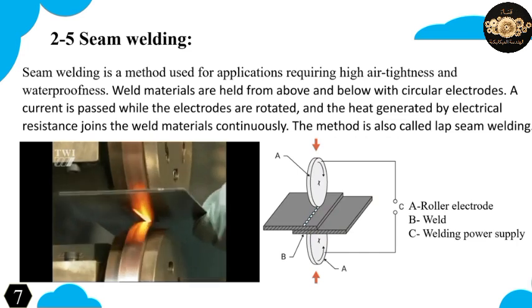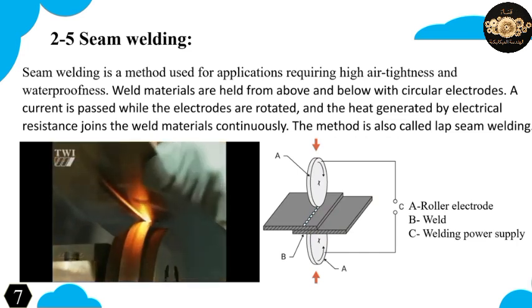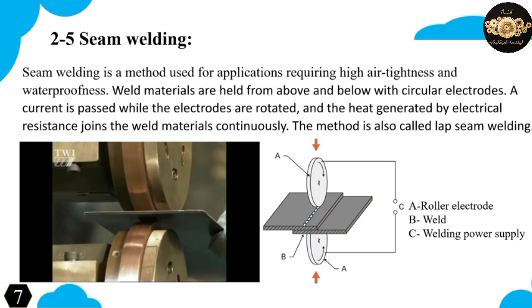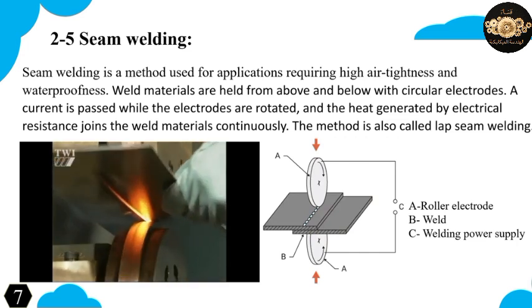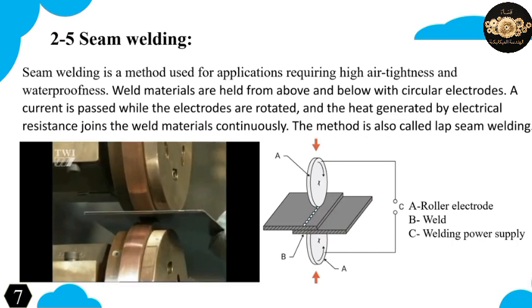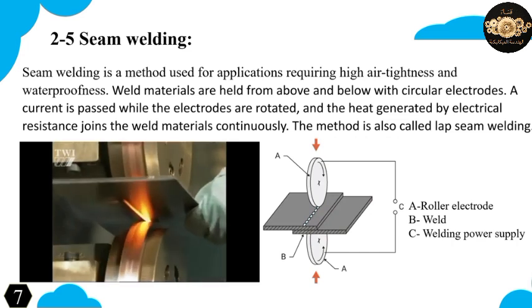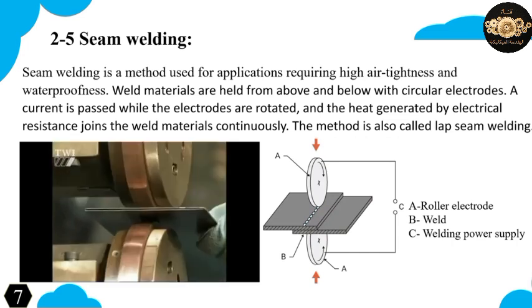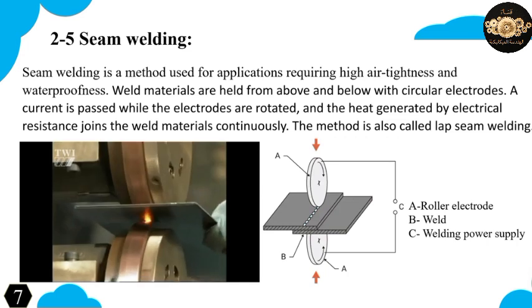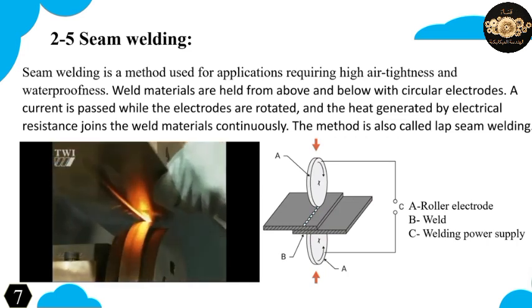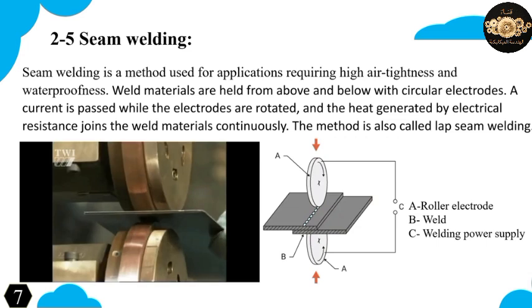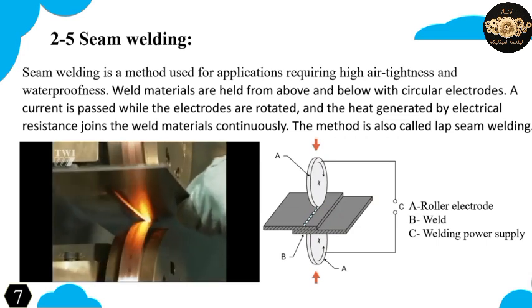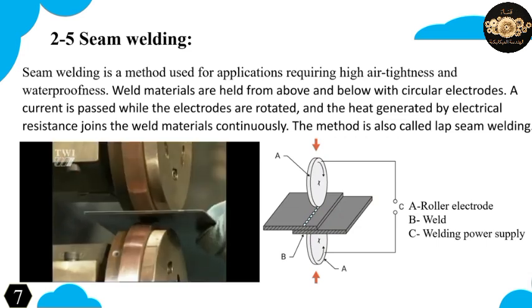Seam welding. Seam welding is a method used for applications requiring high air tightness and waterproofness. Weld materials are held from above and below with circular electrodes. A current is passed while the electrodes are rotated, and the heat generated by electrical resistance joins the weld material continuously. The method is also called lap seam welding.